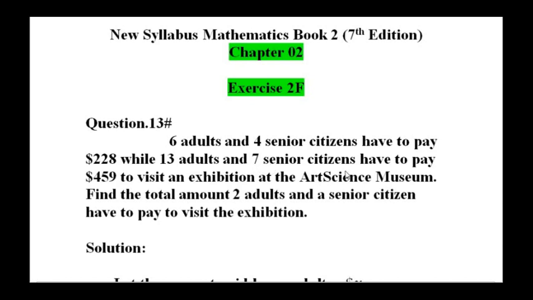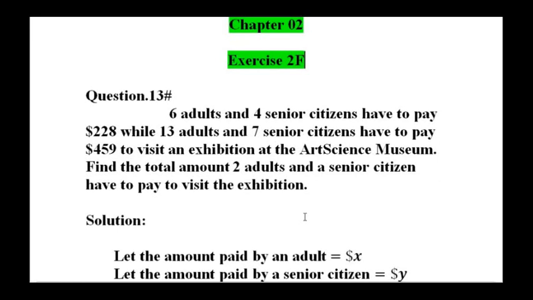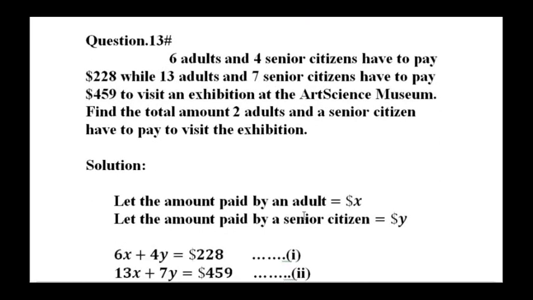and 7 senior citizens have to pay $459 to visit an exhibition at the Art Science Museum. Now find the total amount 2 adults and a senior citizen have to pay to visit the exhibition. As we don't know the total amount paid by 2 adults and a senior citizen, so let the amount paid by an adult be x dollars and the amount paid by a senior citizen be y dollars.